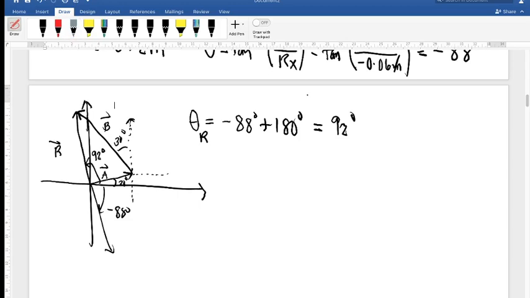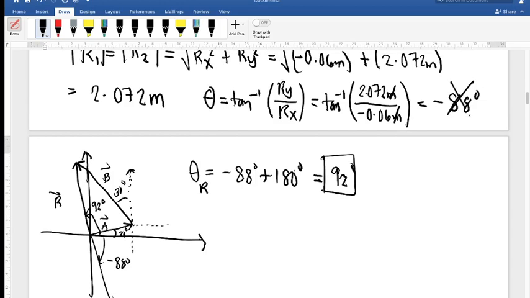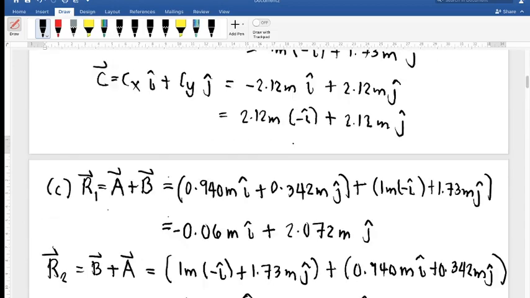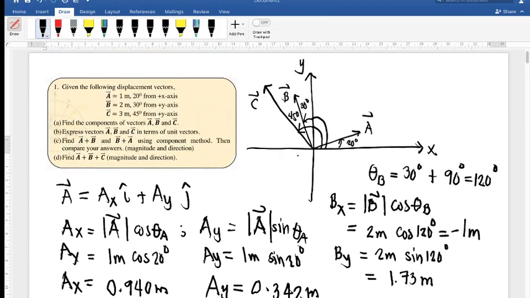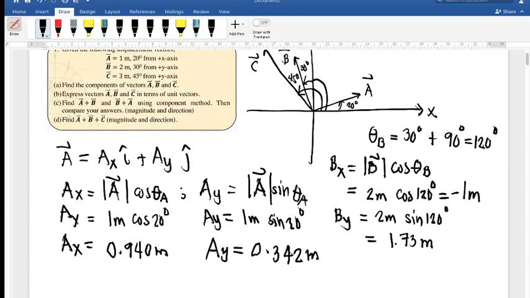Okay, so I will draw something. So ito yung magnitude niya at ito yung direction. Okay, yun lang. So that's how you do vectors. So how about letter D? Find A plus B plus C tapos magnitude and direction. Okay, so let's do this. So A plus B plus C, magnitude and direction.